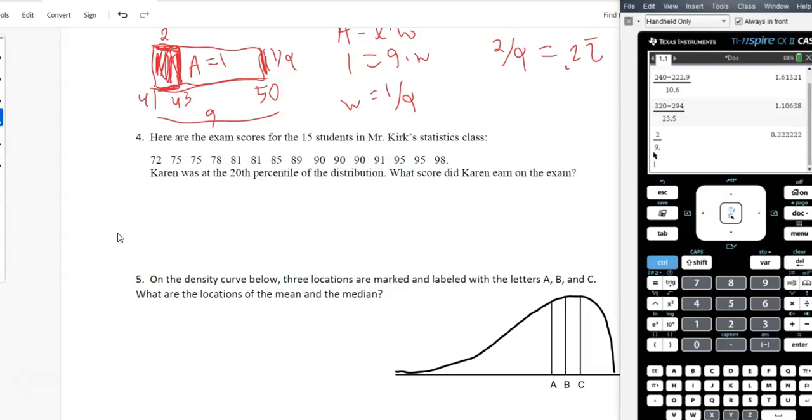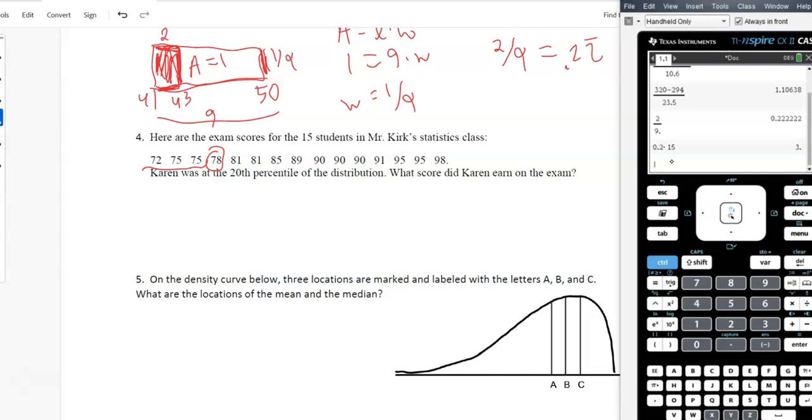Karen was in the 20th percentile. Okay, so it looks like there's 15 students, so 20th percentile. So what is 0.2 times 15? So 0.2 times 15 is 3. So there are 3 students that are worse than, oh, are these in order? That's so nice, right? So there are 3 students that are below the student score. And so Karen must have scored a 78.